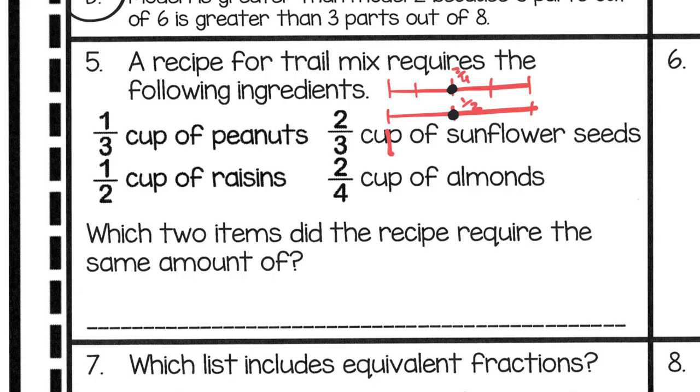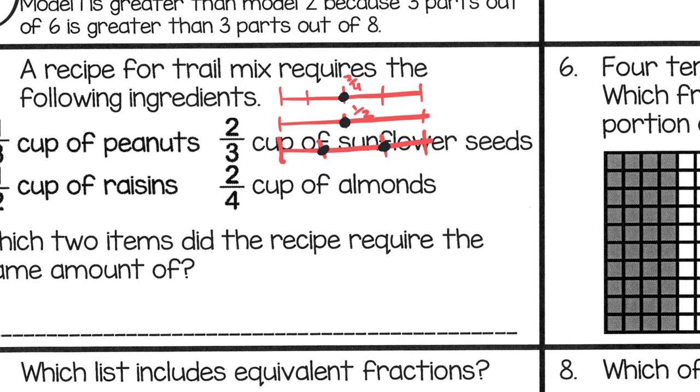Now, if I wanted to do thirds on here as well, I absolutely could draw my number line, break it into thirds, and then I would have 1/3 here, 1/3 here, 2/3 there. Those don't match at all, unfortunately. So I'm guessing you can circle the 2 things that are going to be the same.